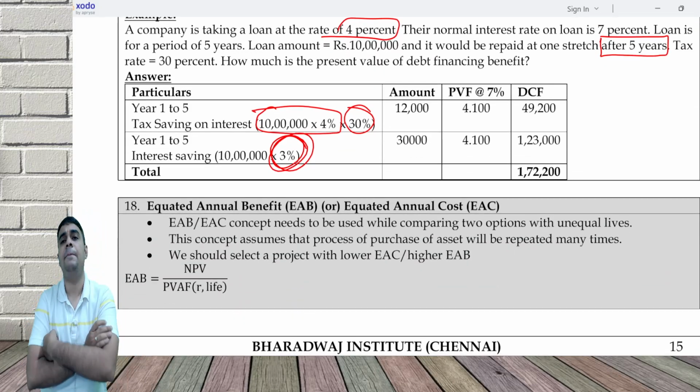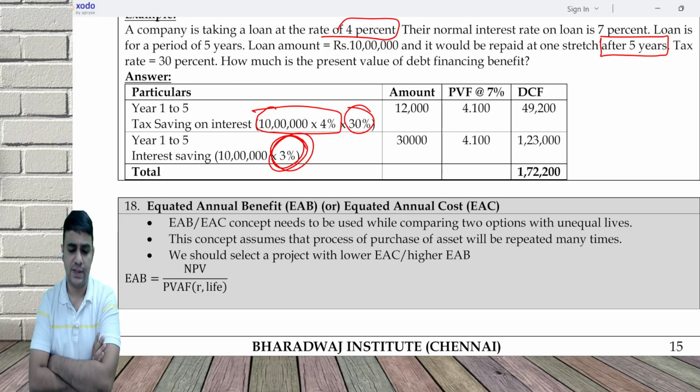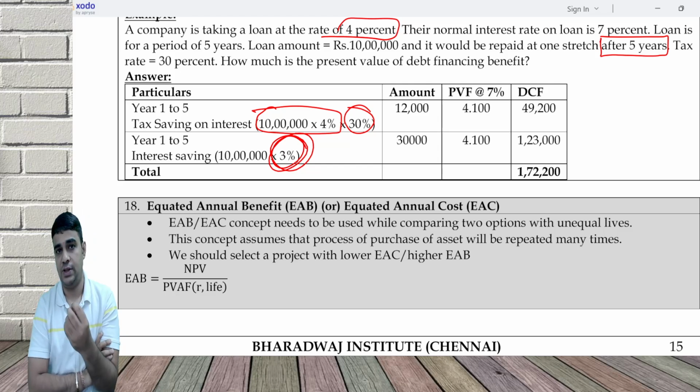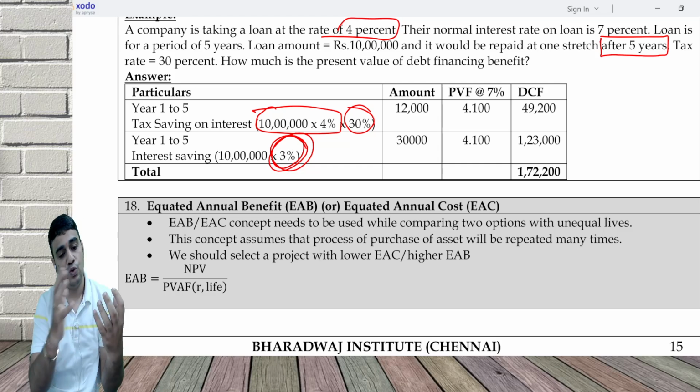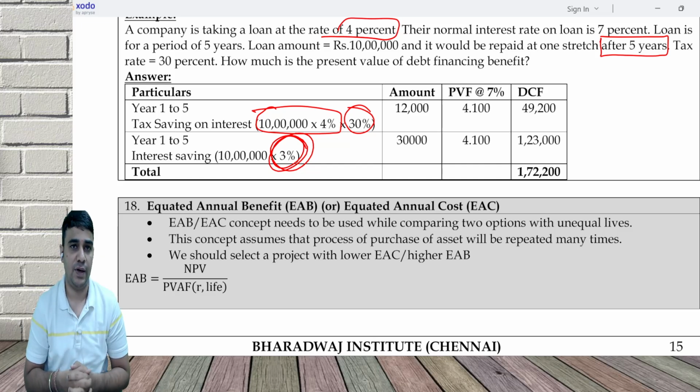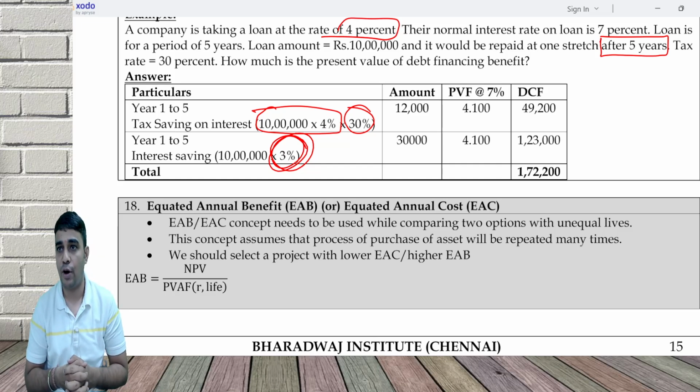Next comes the EAB or EAC approach. Now, what are these EAB or EAC approaches? I'm analyzing two projects with unequal life. That is, project A has a life of 10 years and project B has a life of 5 years. You are deciding which is a better project because you want to buy machine A or machine B.